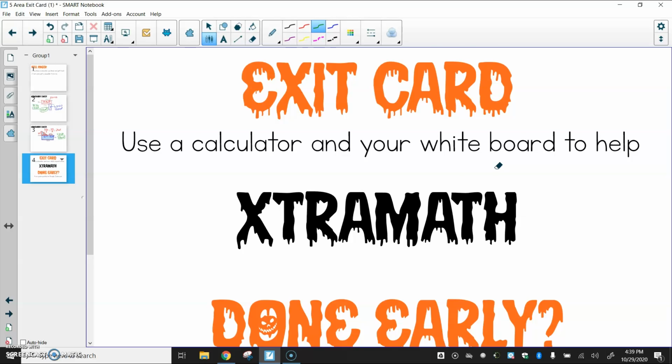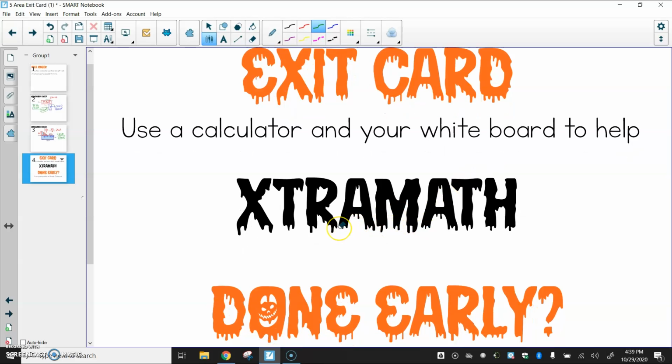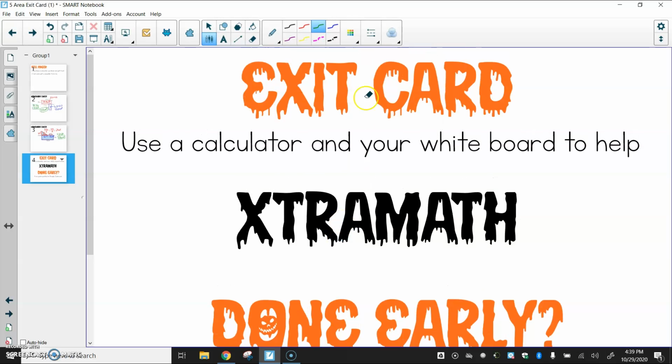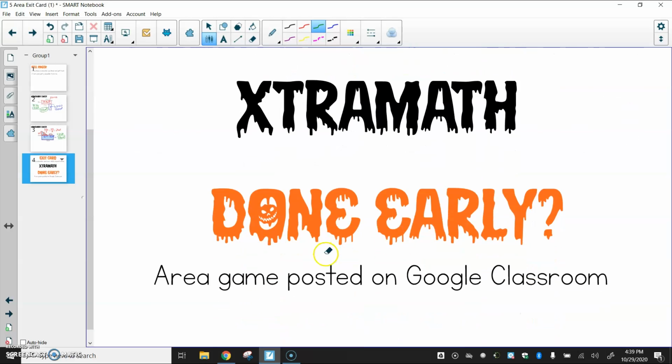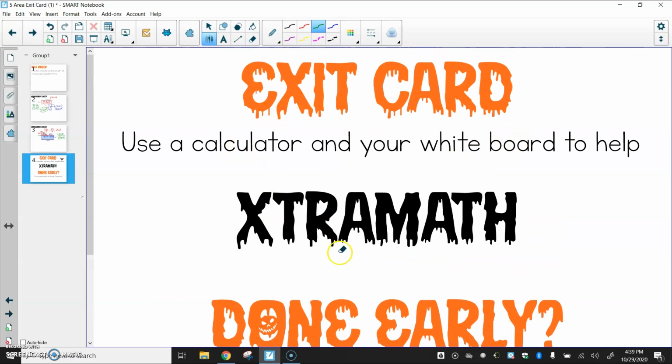So please do that. If you haven't done extra math yet this week or have some to do still, please do that. Okay, so that's your homework, exit card and extra math. If you want to play the game that's posted there too, you can, but that is not homework. The things that are homework are exit card and extra math.